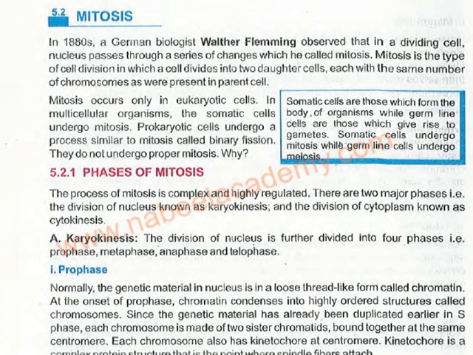In the 1880s, a German biologist whose name was Walther Fleming observed that in a dividing cell, the nucleus passes through a series of changes which are known as mitosis. It is a type of cell division in which the cell divides into two daughter cells. Please differentiate between meiosis and mitosis. Please keep your concepts correct.